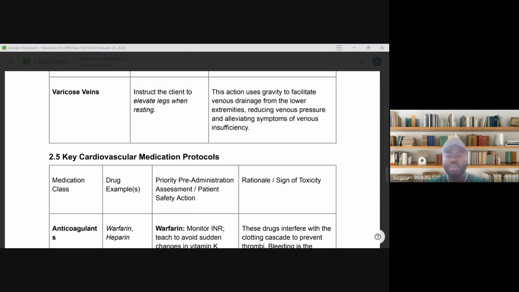So next, let's look at myasthenia gravis, MG. Are we following? Do you have any questions?